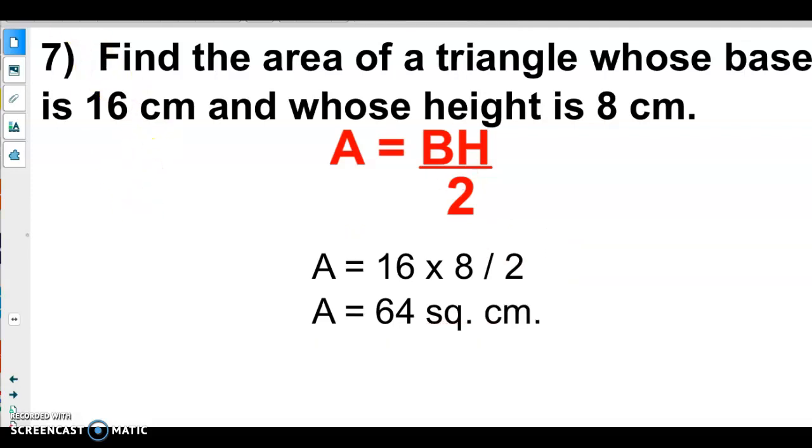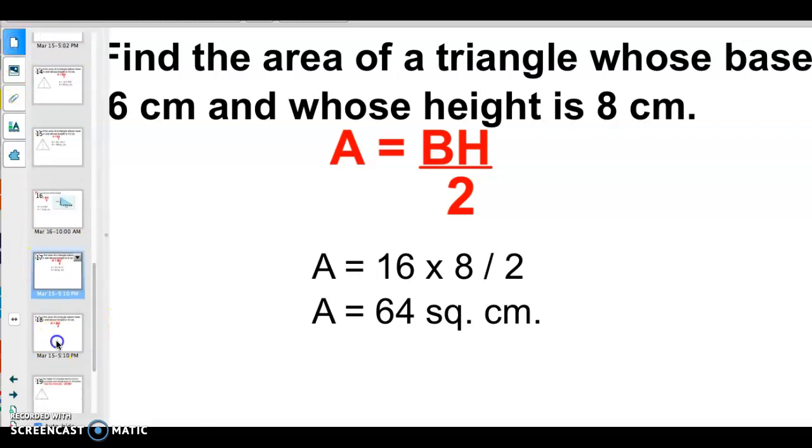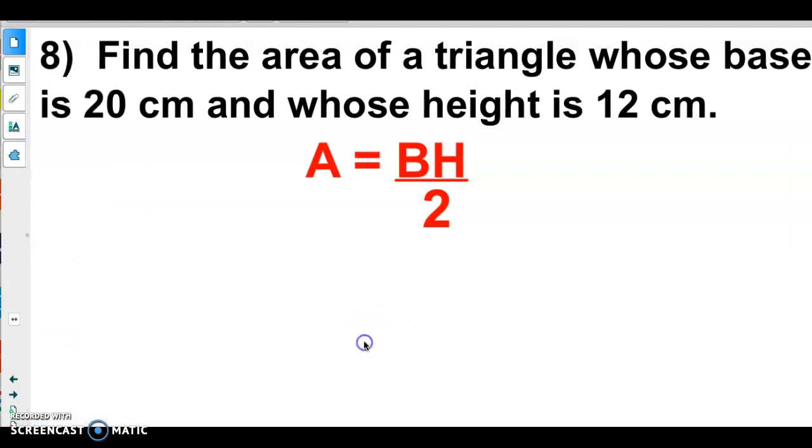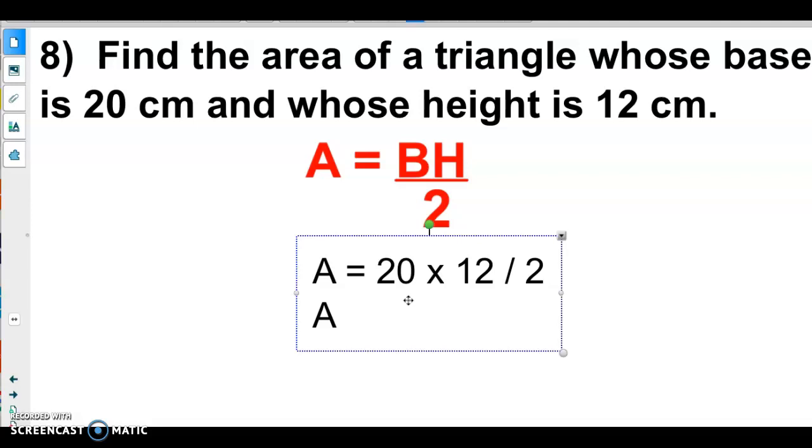Base times height divided by 2. And again, the reason we divide by 2 is because it's half of a parallelogram. This, same thing. It's a triangle. The formula is base times height divided by 2. So the formula is 20 times 12 divided by 2. So if I do 20 times 12, I get 240, and 240 divided by 2 is 120 square centimeters.